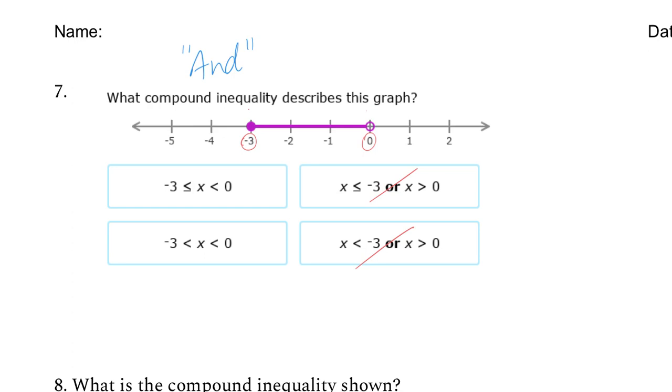Well, let's look over here. This one has the equal to part with negative 3, and this does not with the 0. That matches. This one is incorrect because this shows that it should be an open circle here, which it is not. So here is our solution. Negative 3 is less than or equal to x, which is less than 0.